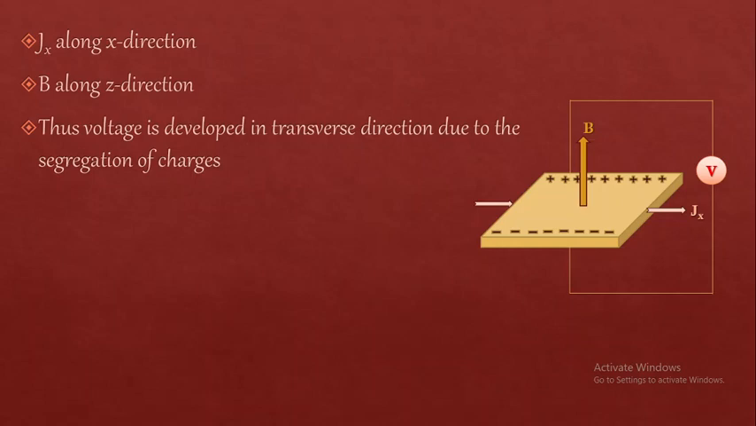So one edge of the semiconducting material will be saturated or segregated by electrons, whereas the opposite part will be having only holes. So due to this separation, we have the potential difference. That is nothing but the Hall voltage. So this is how the quantum Hall effect takes place. The phenomena is the same: current is flowing, magnetic field is applied, and voltage will be produced.